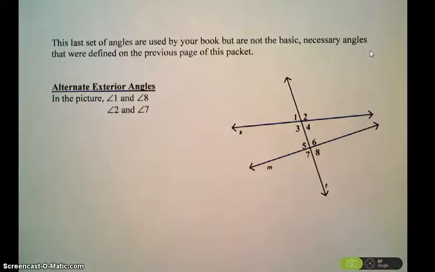On page 4, you'll find your last pair of special angles. They're called alternate exterior angles. And I don't particularly care for these, but your book uses them. They're not necessary. The ones on page 3 are considered the basics. This is just an extra set.